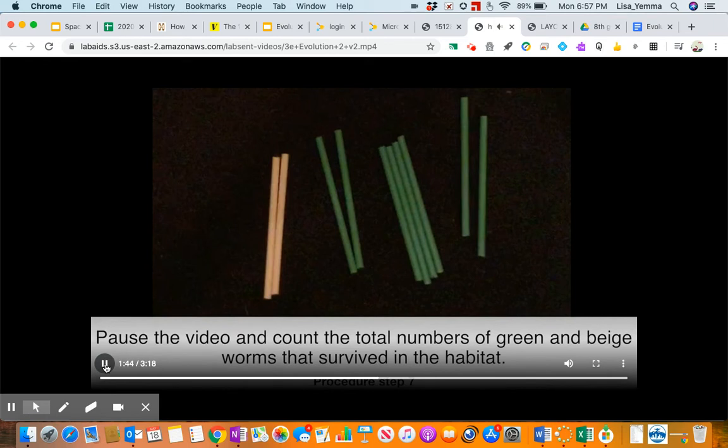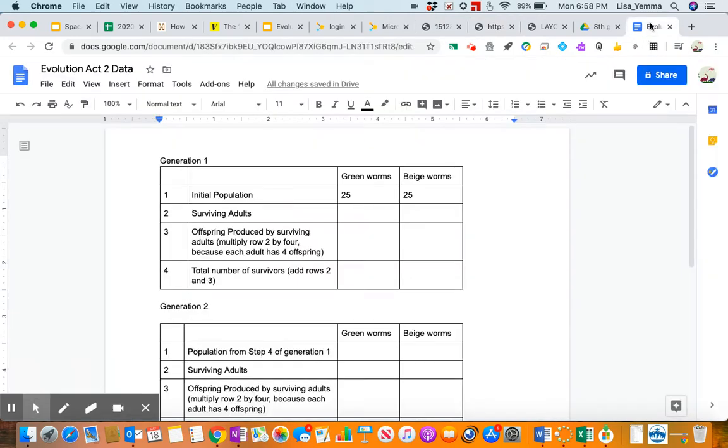Pause the video and count the total numbers of green and beige worms that survived in the habitat. So I'll pause for you and help you out here. She's got them spread out. As far as beige goes, 2 survived out of the 25 that were available. And as far as the green, we've got 4, 5, 6, 7, 8 there. So when you go back to this table, for green you'd have 8, and for beige you'd have 2.